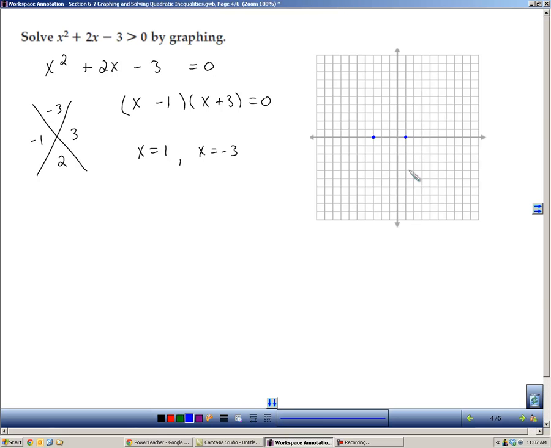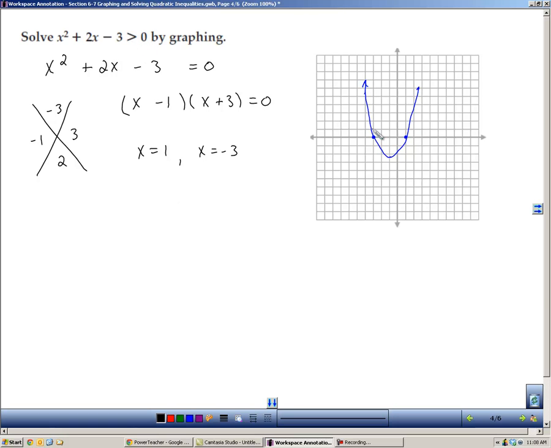Now I really don't care about a perfect graph right now. What I do care about is that the a, the leading coefficient, is positive, so I know that this parabola is going to open up into the air. And I really don't care exactly what it looks like. All I need to know is that it opens up like this and it goes through the points -3, 0 and 1, 0.